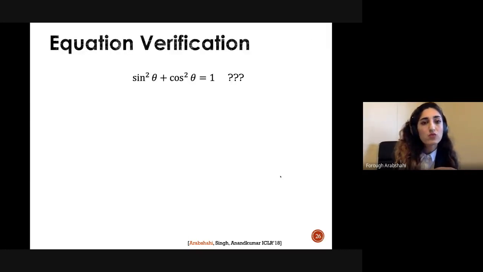So now let's move on to the next application, which is that of equation verification. We're given an input equation. We want to verify if it's correct or incorrect. So this is basically evaluating the two-class classification task that we trained the models for.